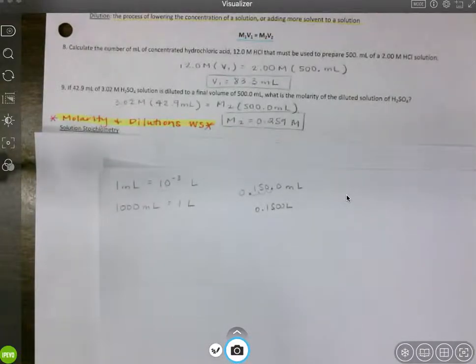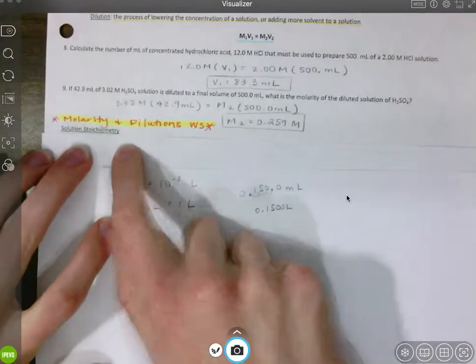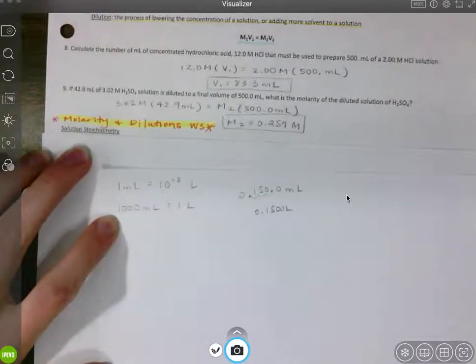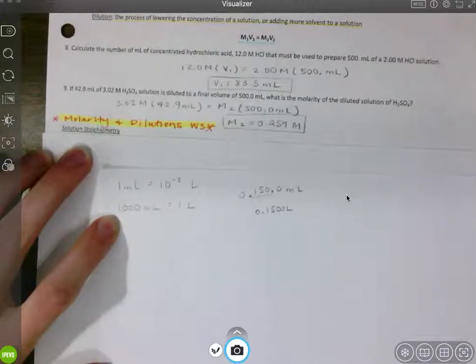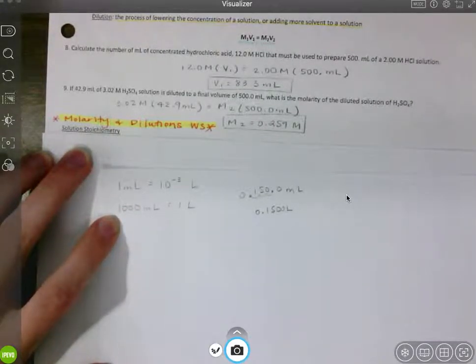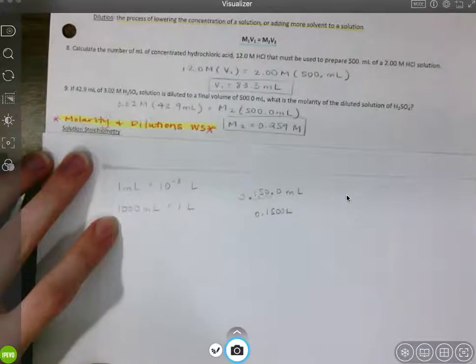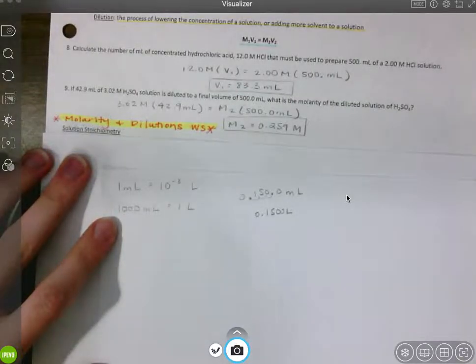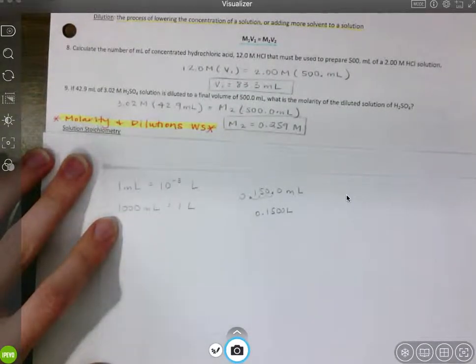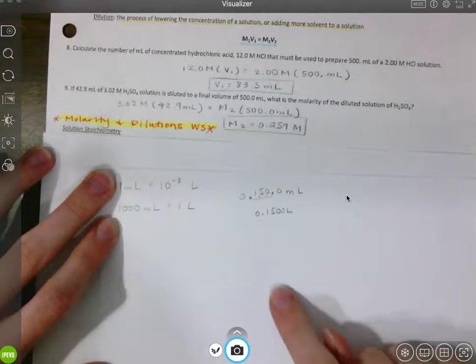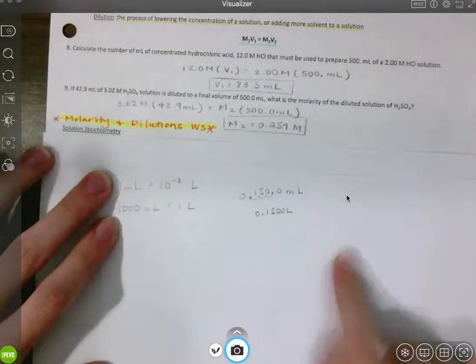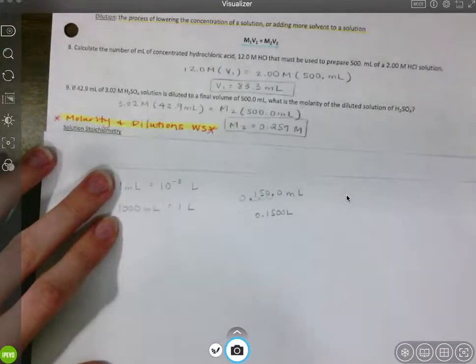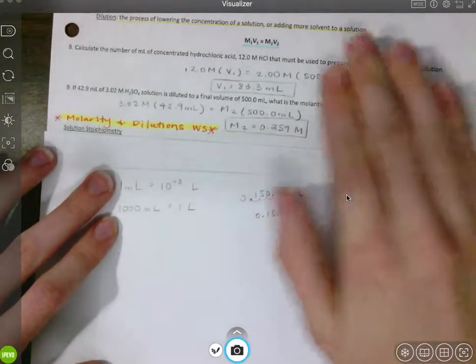All right, to finish up chapter 14, we are going to be talking about solution stoichiometry. With stoichiometry, we are using a balanced chemical equation in order to solve these. So, we have to go from one substance to another substance, which means we are using the coefficients in our balanced chemical equation to jump from moles of one substance to moles of another substance. So that's the only way we can switch substances, is through moles.